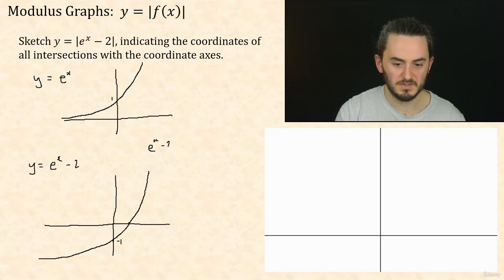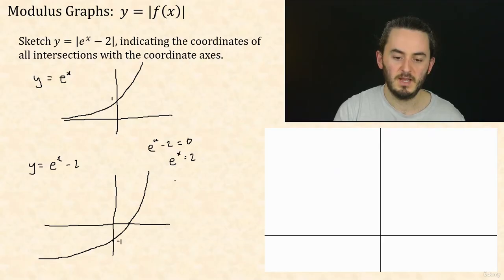e to the x minus 2 equals 0. Well, that's when e to the x equals 2. And that's when x is ln 2. Okay, so this is the point here where x is ln 2.